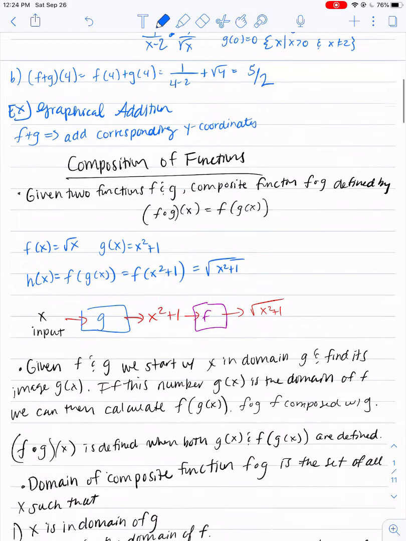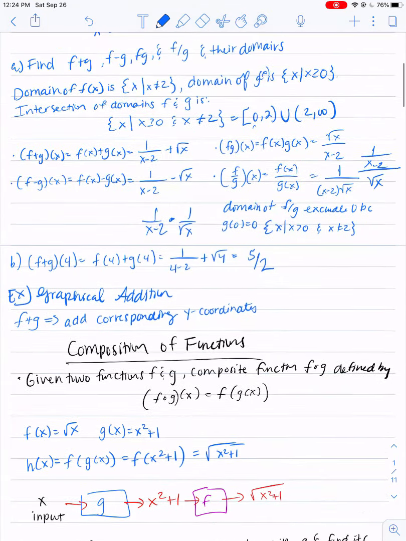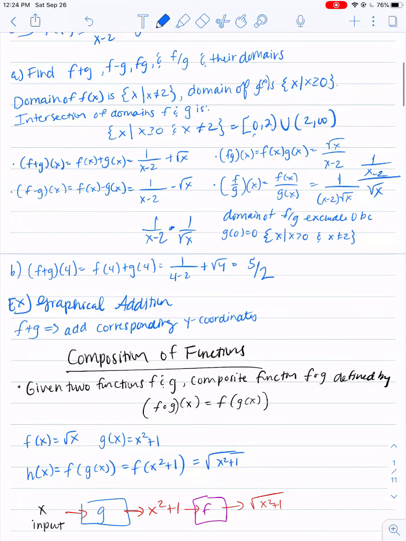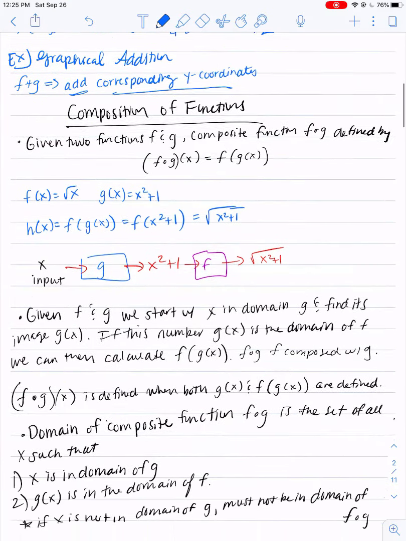Okay, graphical addition. f plus g is adding corresponding y coordinates. So if we have different functions and we're doing these algebraic operations to them, really we're either adding, multiplying, or dividing the corresponding y coordinates, because those are like our f(x) and g(x) values.